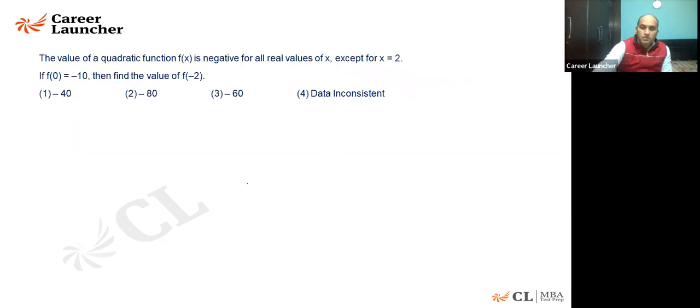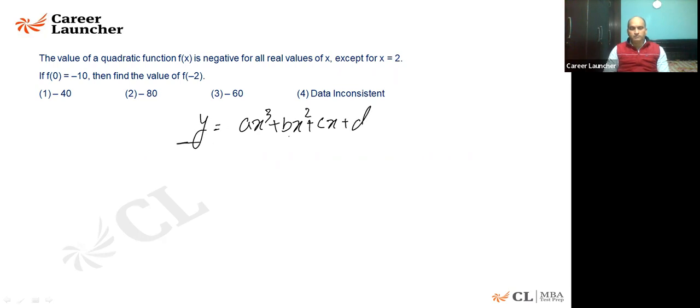Fine. So higher degree equations. See, whenever the degree of an equation is more than 2, I'll say that is a higher degree equation. For example, it is ax cube plus bx square plus cx plus d. This is one equation. This is a cubic equation. So this becomes a cubic equation.